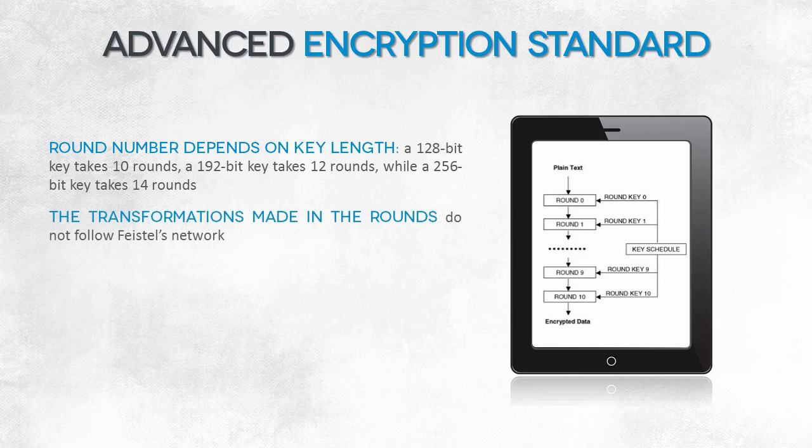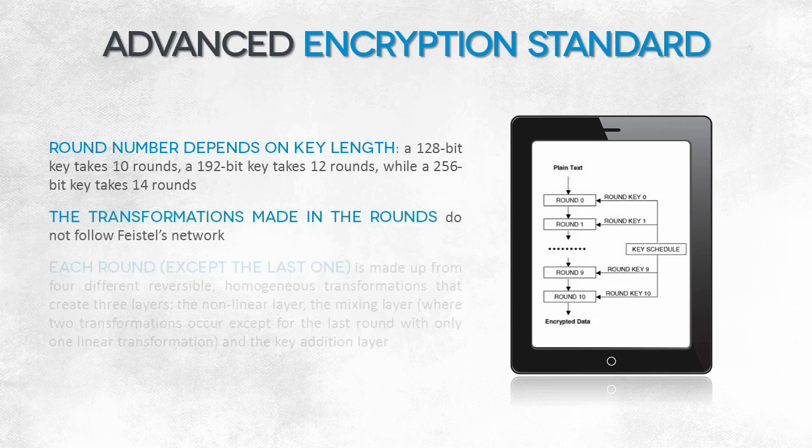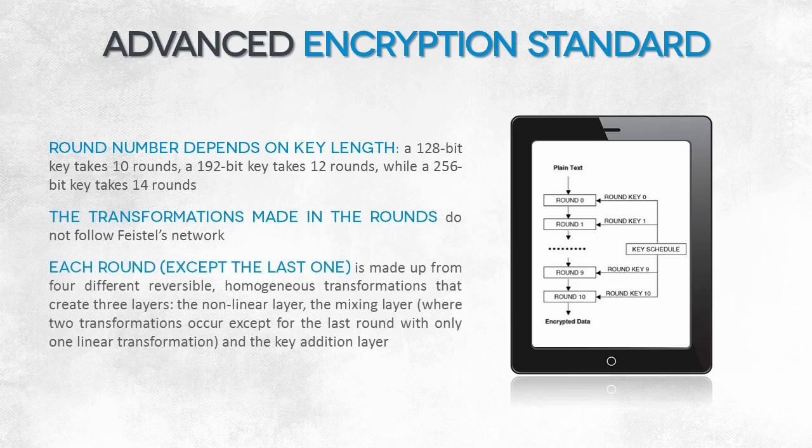It's interesting to note that the Advanced Encryption Standard does not use Feistel's network. The structure that it uses is hard to talk about without an animation or a graphical aid. For now, remember that the round number is determined by the length of the key. Each round uses a round key. For each round, 4 diverse transformations will be performed. They are divided into layers.